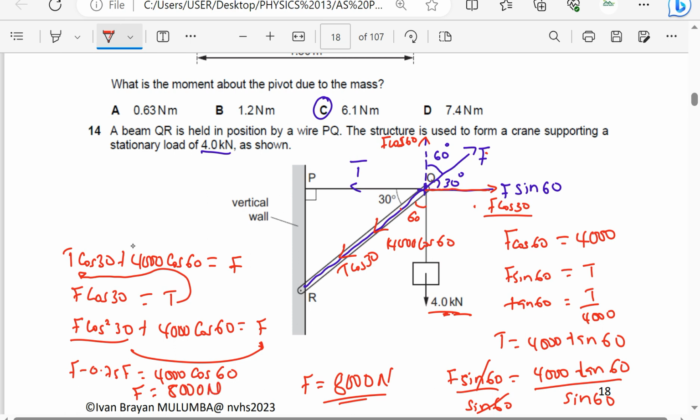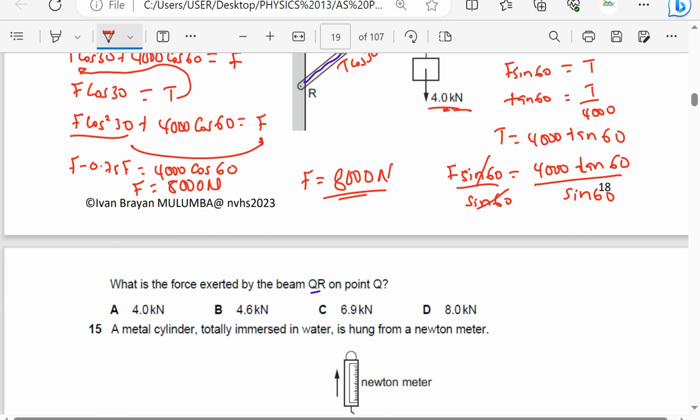So you notice that I resolved T along the direction of F, or parallel to F, so that I could simply equate the sum of T and the weight downwards of 4 kilonewtons to F. So it gave me the same answer. So I think our answer is going to be 8000 newtons, that is D.